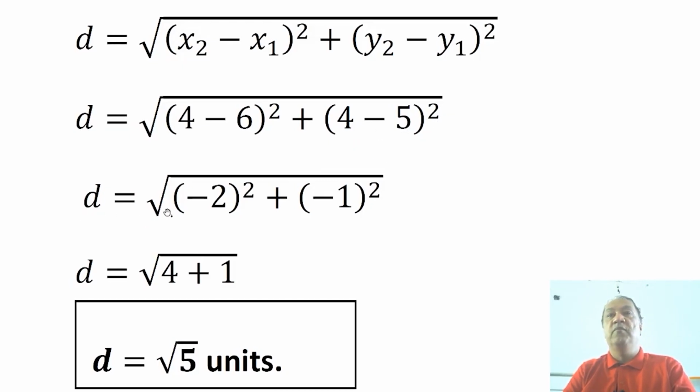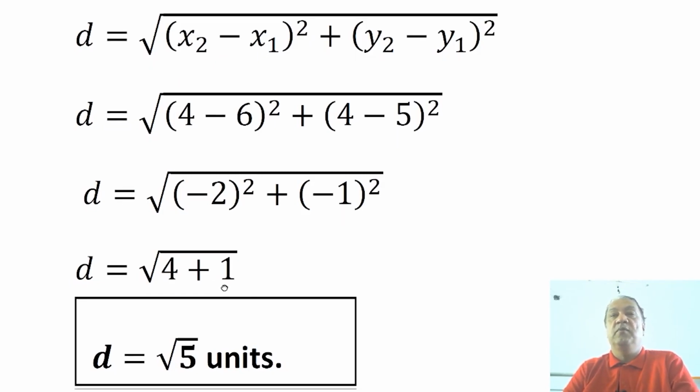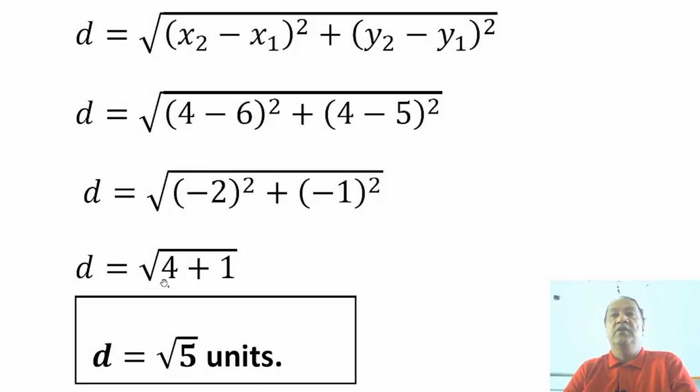Now subtract 4 minus 6, that gives you minus 2 whole square. Then plus 4 minus 5 whole square is minus 1 whole square. Minus 2 whole square is 4, which we will write inside the square root, and minus 1 whole square is 1. So root of minus 2 whole square plus minus 1 whole square becomes root of 4 plus 1. Root of 4 plus 1 is root 5. Therefore, the answer is distance d is equal to root 5.